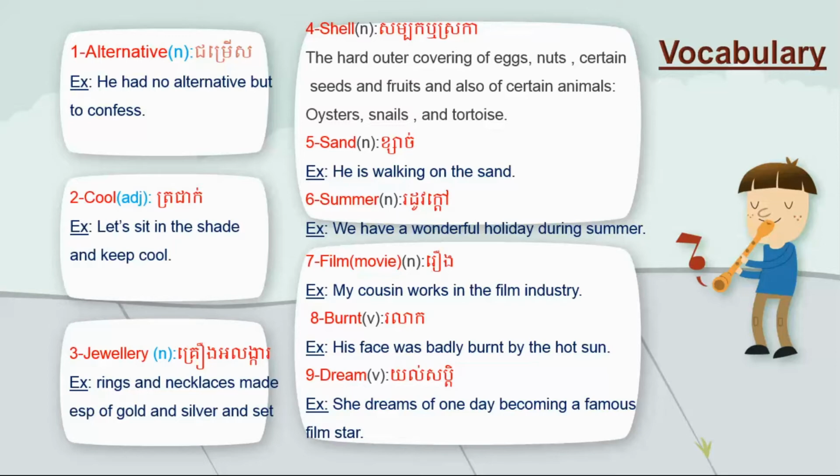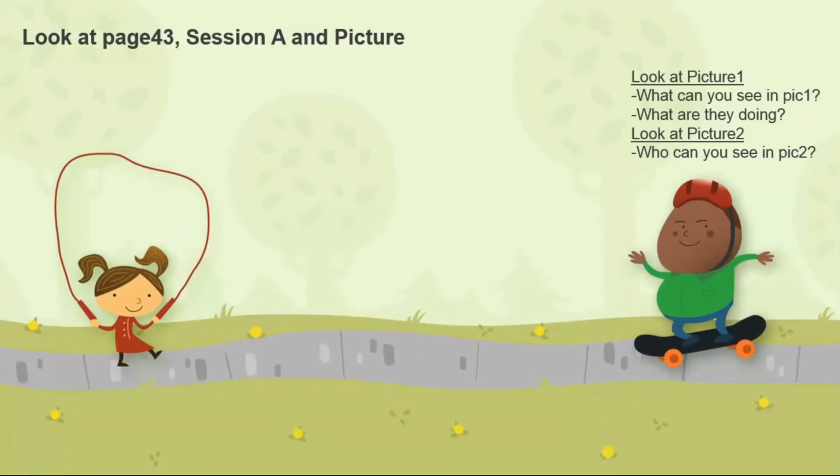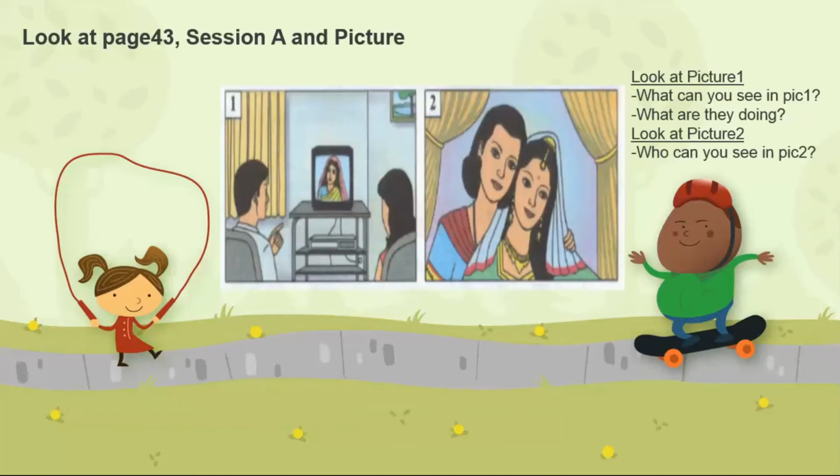Okay, everyone. And now, I want you to look at page 43, section A, and the picture here. This is the picture on page 43. How many pictures, everyone? Yeah, there are 2 pictures. And look at the first picture. They ask you, what can you see in picture one?